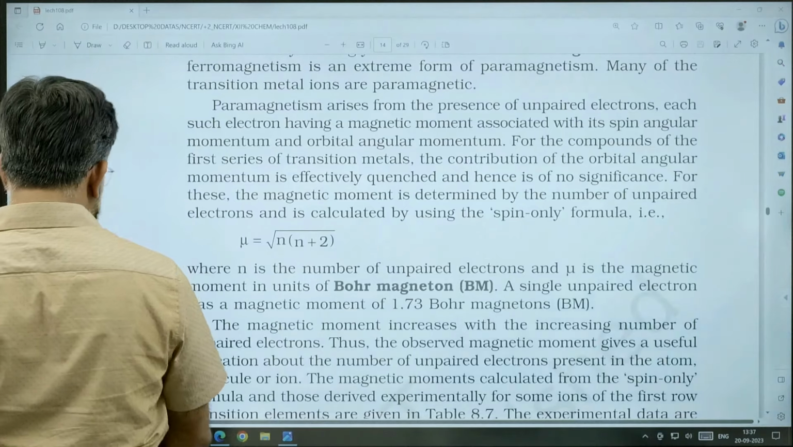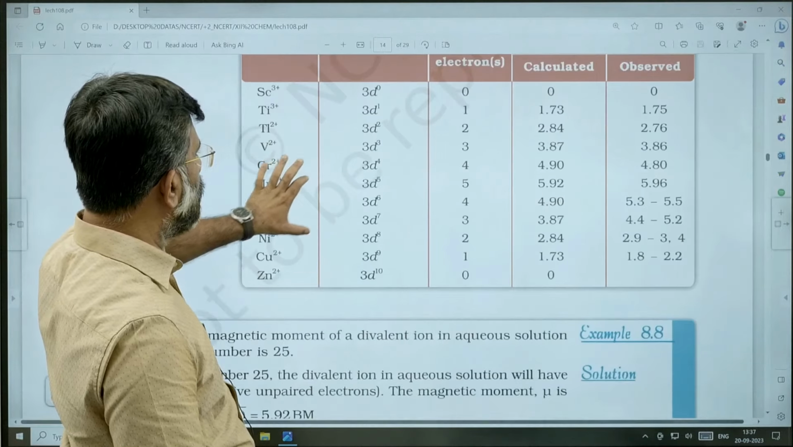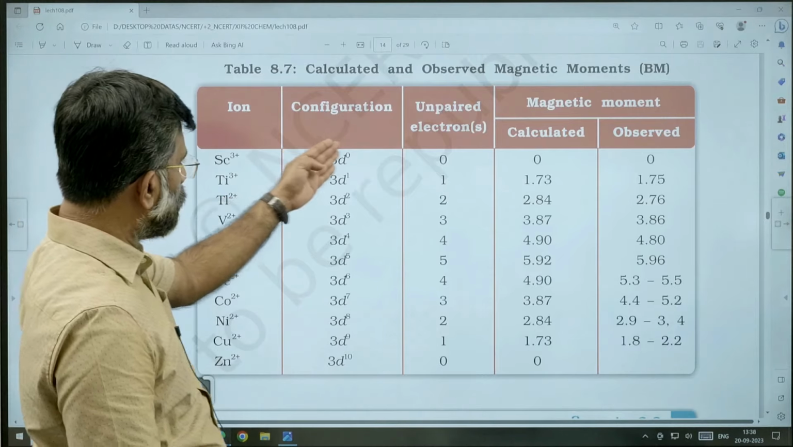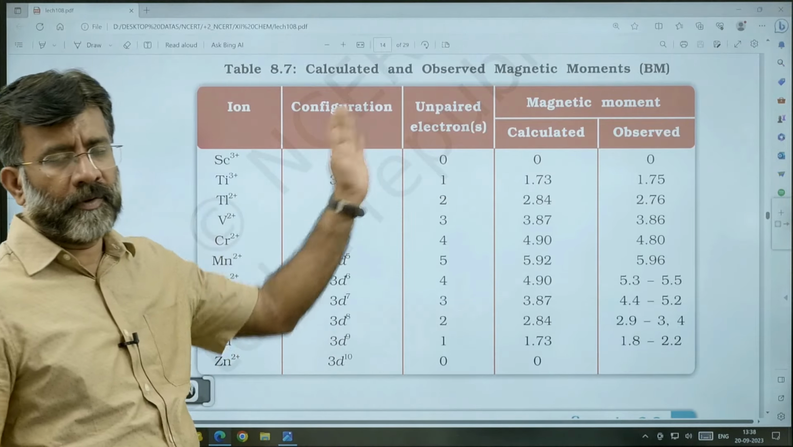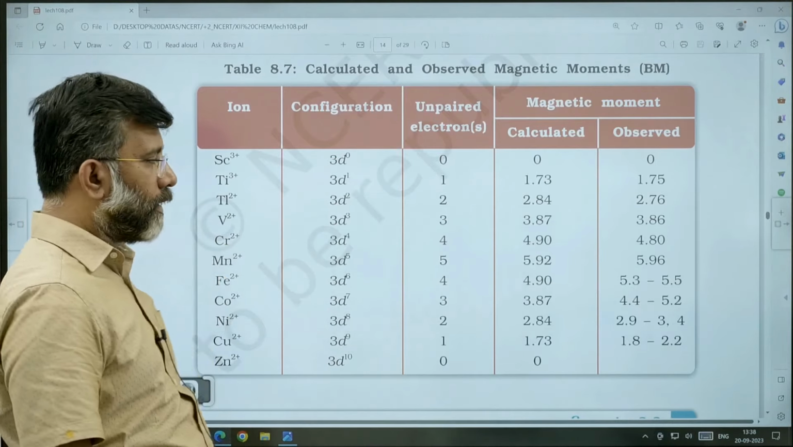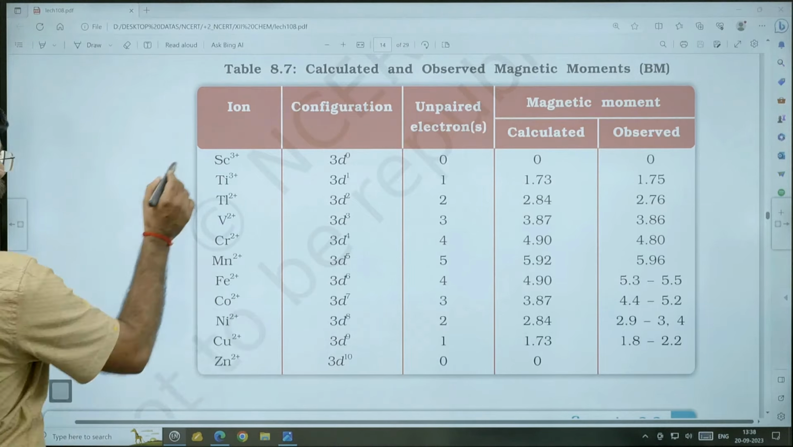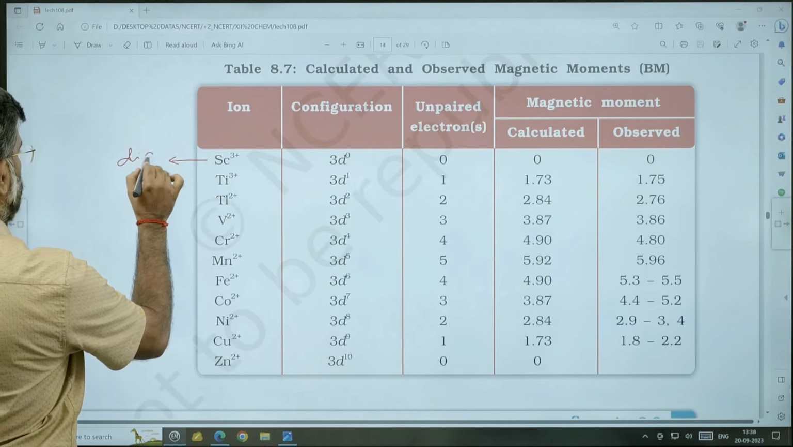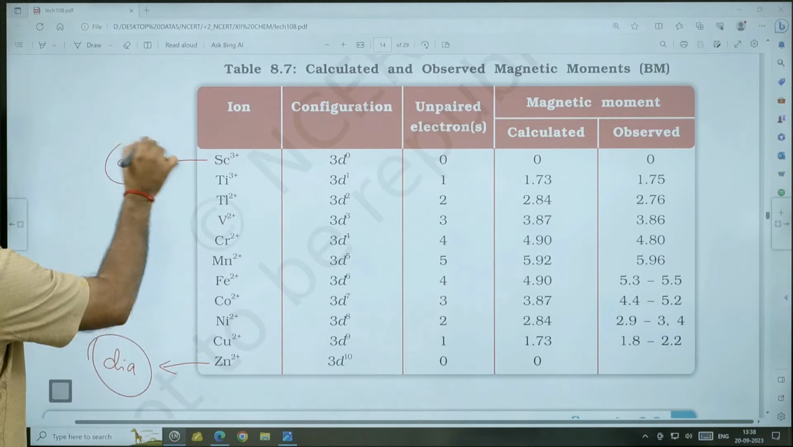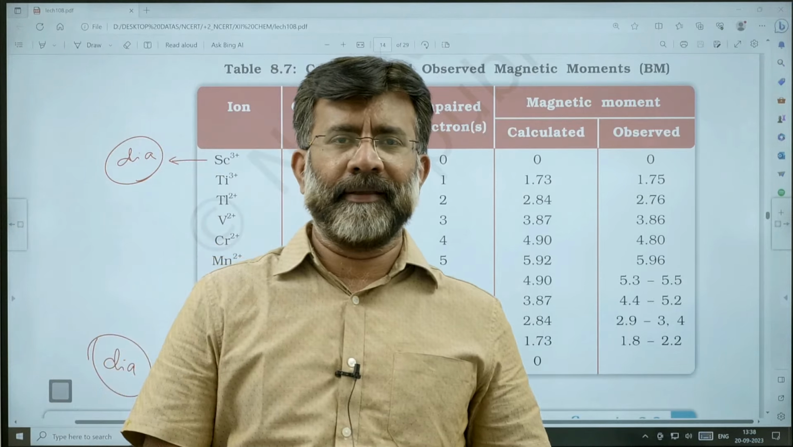So that is the way the unpaired electrons and the magnetic moment come, for scandium to zinc. d0 has no magnetic moment. Scandium 3 plus is d0, no unpaired electrons, no magnetism. It is diamagnetic in nature. So scandium 3 plus and zinc 2 plus are diamagnetic in nature.